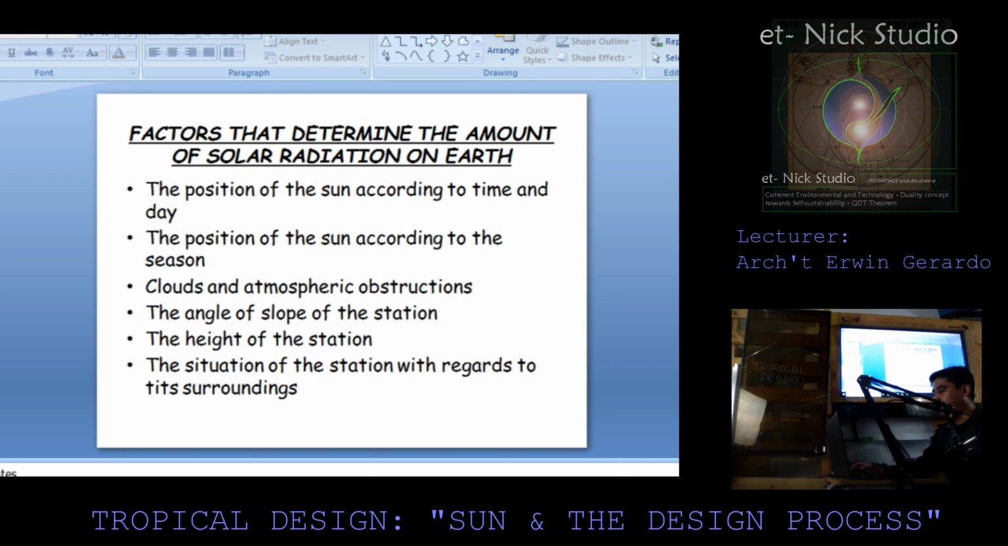Factors that determine the amount of solar radiation on Earth: the position of the sun according to time and day, the position of the sun according to the season, clouds and atmospheric obstructions, the angle of slope of the station, the height of the station, the situation of the station with regards to its surroundings.